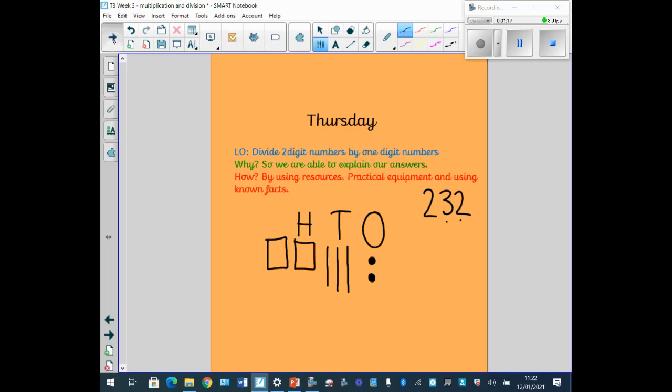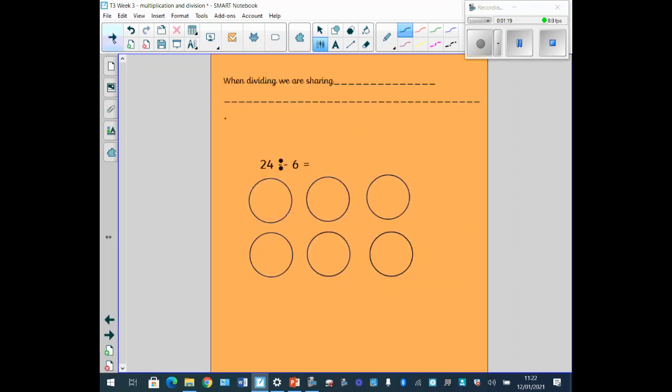So what we can do with this is create a number using a picture to help us with our partitioning. This week we've been dividing. When dividing, we're sharing amounts into equal groups as much as possible. So 24 divided by 6. I'm going to have a go at sharing 24.